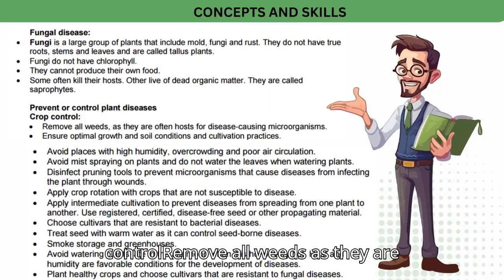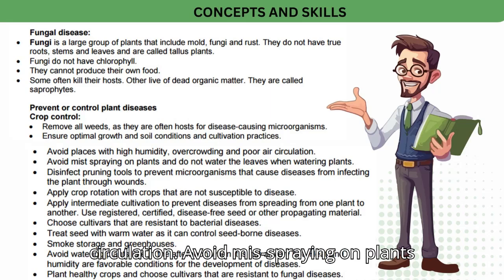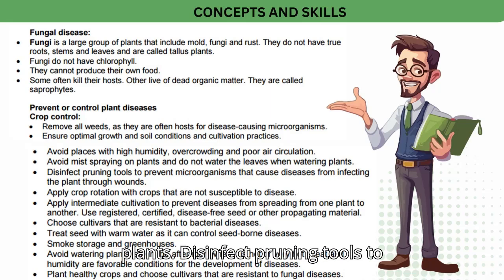Prevent or control plant diseases. Crop control. Remove all weeds, as they are often hosts for disease-causing microorganisms. Ensure optimal growth and soil conditions and cultivation practices. Avoid places with high humidity, overcrowding, and poor air circulation. Avoid mist-spraying on plants and do not water the leaves when watering plants.